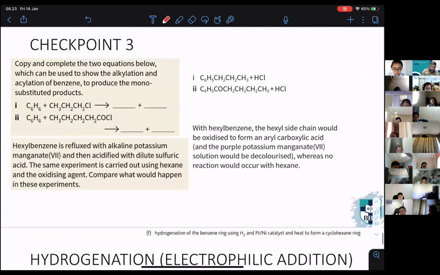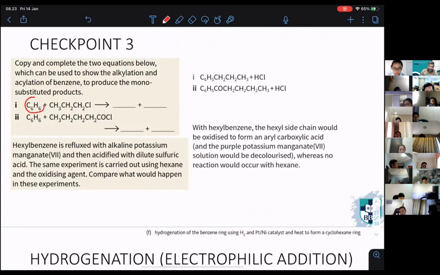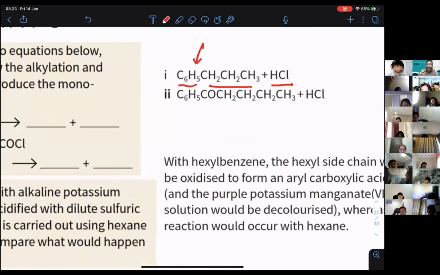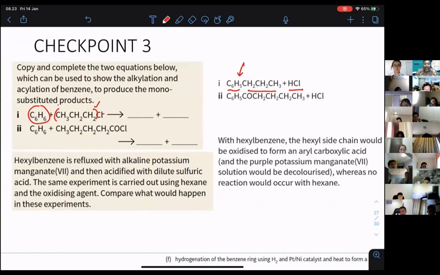So here you see we have a benzene, and then we mix it with this halogenoalkane. If you have a halogenoalkane, of course, we are going to have alkylation. So you have this benzene, then you add this, substitute, and then Cl and H, you will have this. Do remember, you see C6H5. Why H5? One of the H will be substituted. The same thing, this is going to be acylation. So you have C6H5 and the rest, and then HCl. Quite simple.